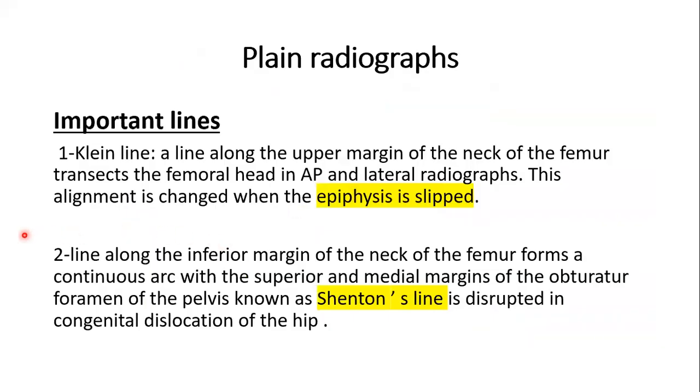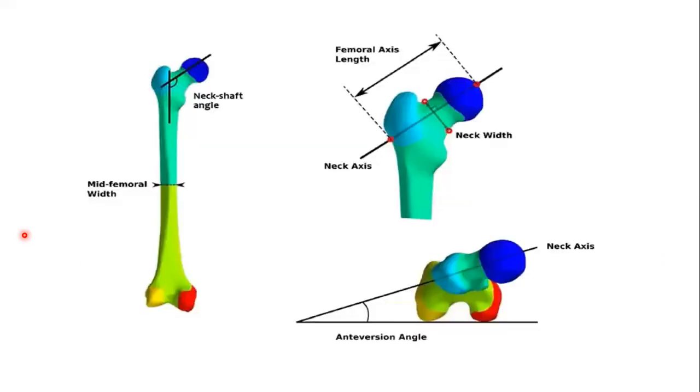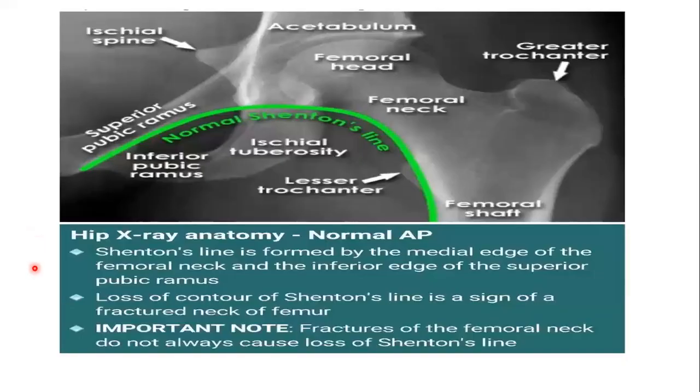Line along the inferior margin of the neck of the femur forms a continuous arc with the superior and medial margins of the obturator foramen of the pelvis, known as Shenton's line, and is disrupted in congenital dislocation of the hip. So here we have Shenton's line, hip X-ray, normal AP. Shenton's line is formed by the medial border of the femoral neck and the inferior edge of the superior pubic ramus. Loss of contour of Shenton's line is a sign of fractured neck of femur.